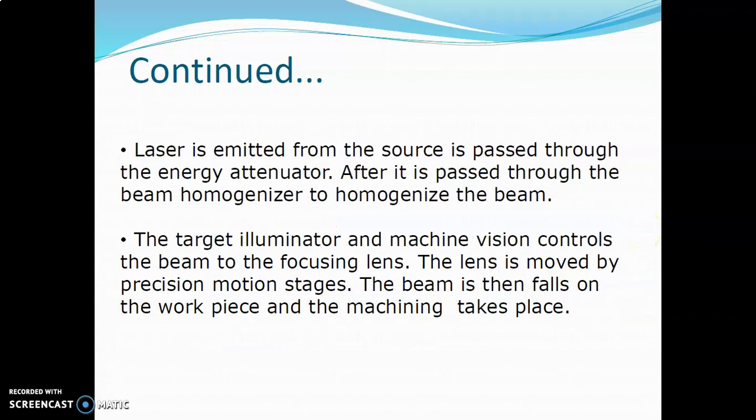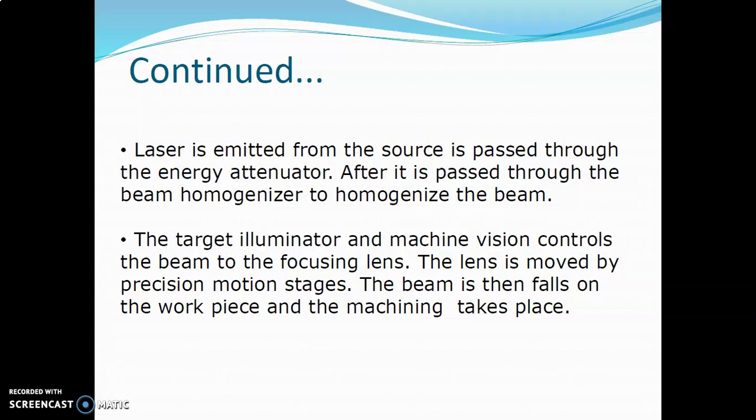So a laser is emitted from the source and is passed through the energy attenuator. After that it is passed through the beam homogenizer, which homogenizes the beam.